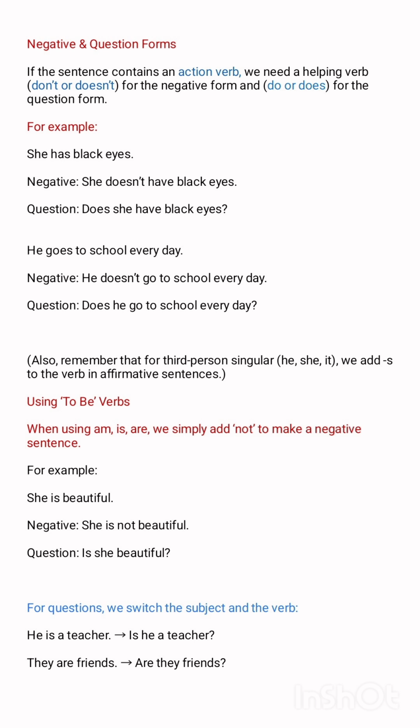3. What about to be verbs? If a sentence contains am, is, or are, we do not use do or does. Negative form. Simply add not after the verb. She is beautiful. She is not beautiful. They are friends. They are not friends. Question form. Switch the subject and verb. She is beautiful. Is she beautiful? They are friends. Are they friends?